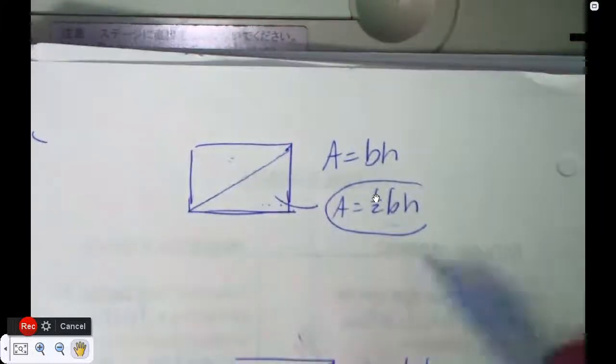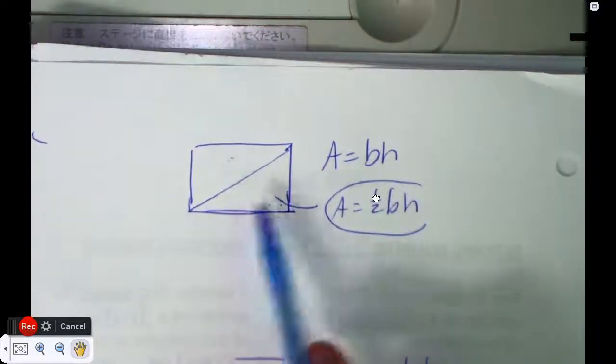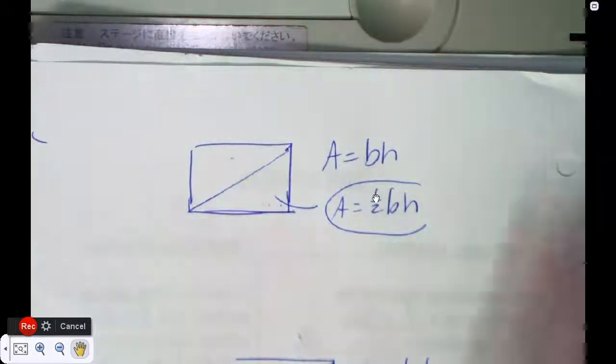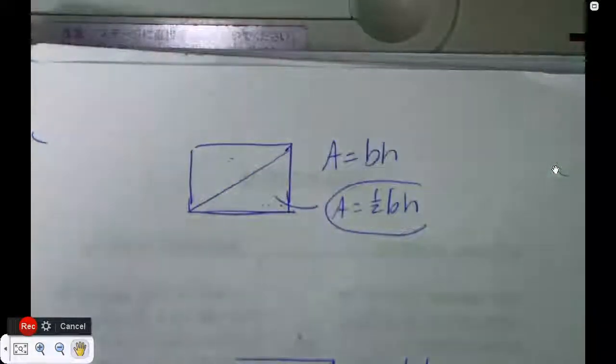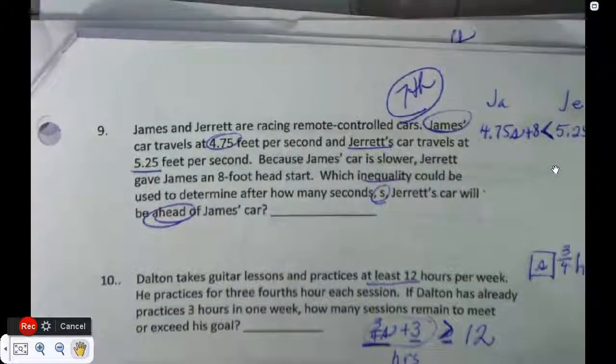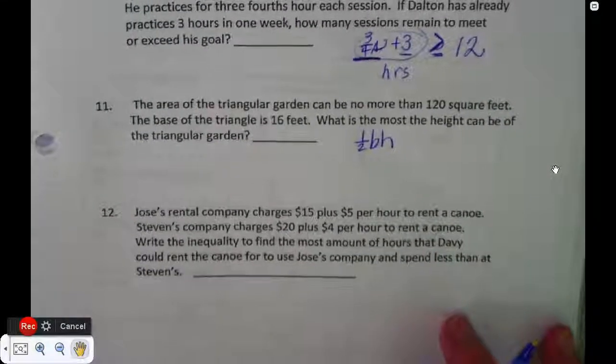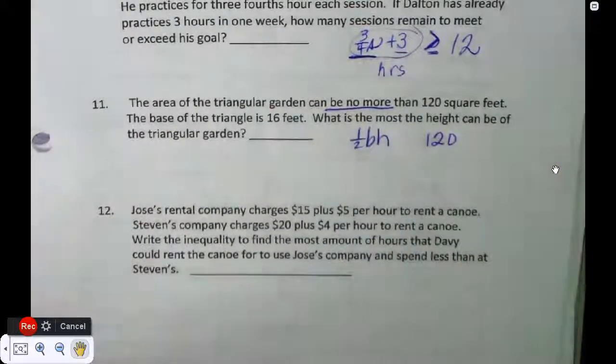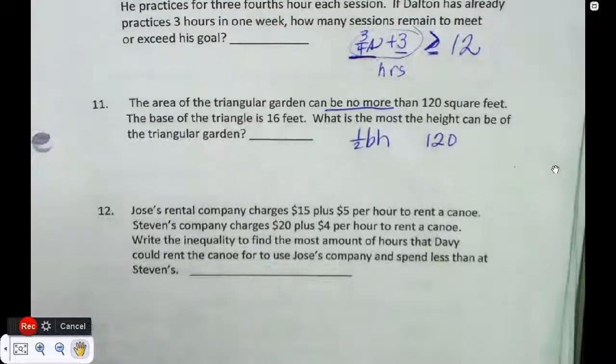So to get the area of a triangle, oh, sorry, I was looking at the wrong one. You're going to half it. So the area of this triangle is 1/2 base times height. So on 11, you're going to put 1/2 base times height. That's how you get area of a triangle. It can be no more than 120.